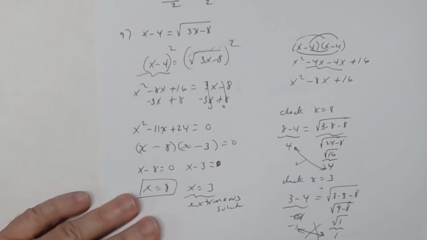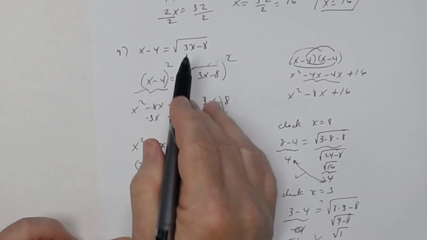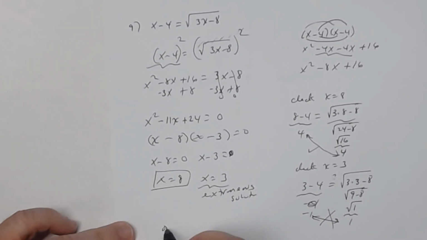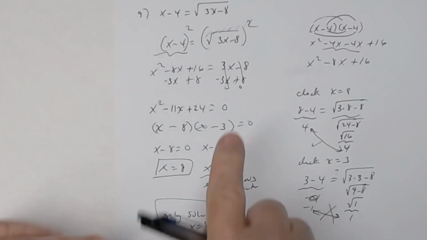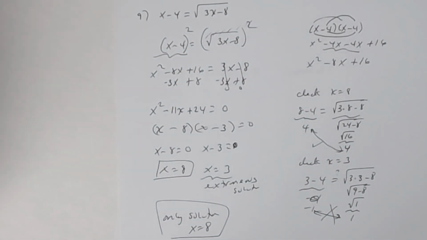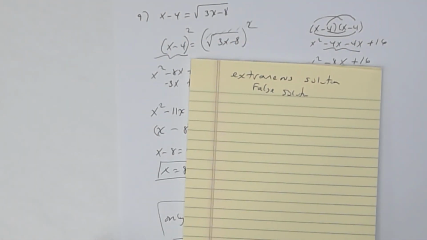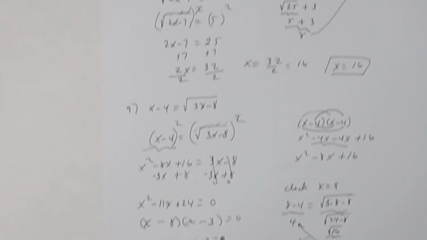That's our extraneous solution. So the only solution to the original is x equals 8. So yeah, you do have to check. Whenever you raise both sides to an even power, you have to check for extraneous solutions. All right, so that was number 9.